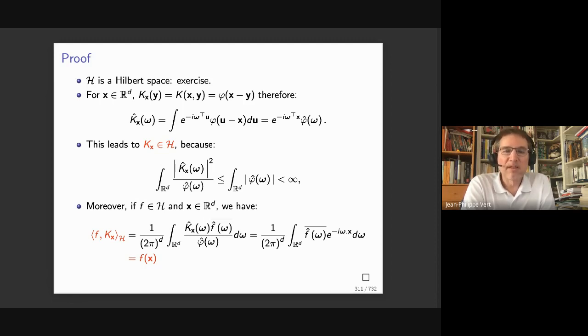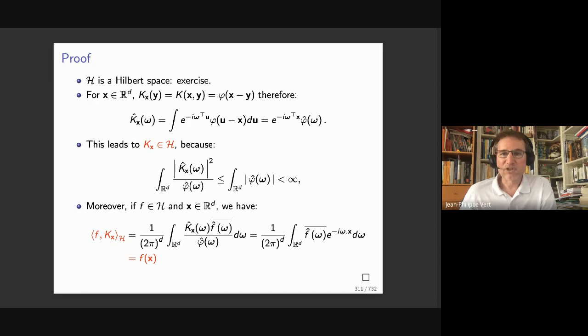For the second point, let's take any function f in H, and any point x in R^d, and try to compute the inner product of f with Kx. So we just use the formula. It's 1 over 2 pi to the d times the integral of Kx hat of omega times f hat of omega with the bar, divided by phi hat of omega. Here we use again what we had before, the fact that Kx hat of omega is equal to exponential minus i omega transpose x times phi hat of omega. The phi hat of omega cancels with the phi hat of omega at the denominator.